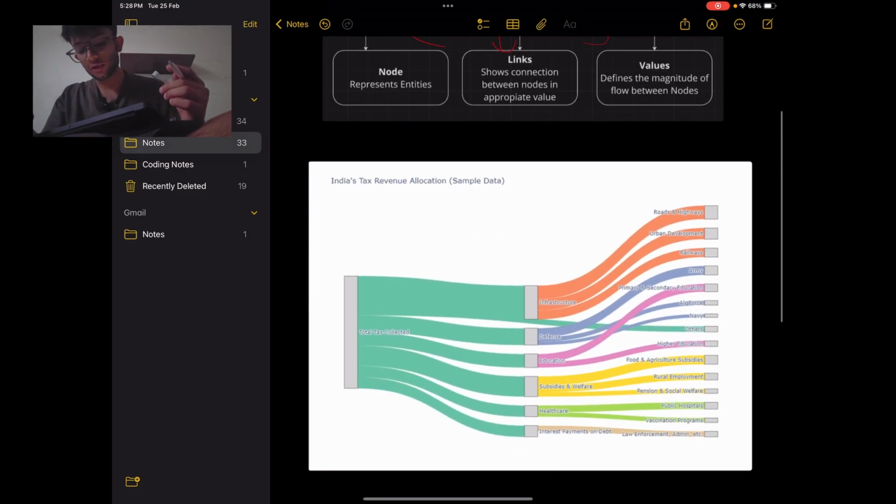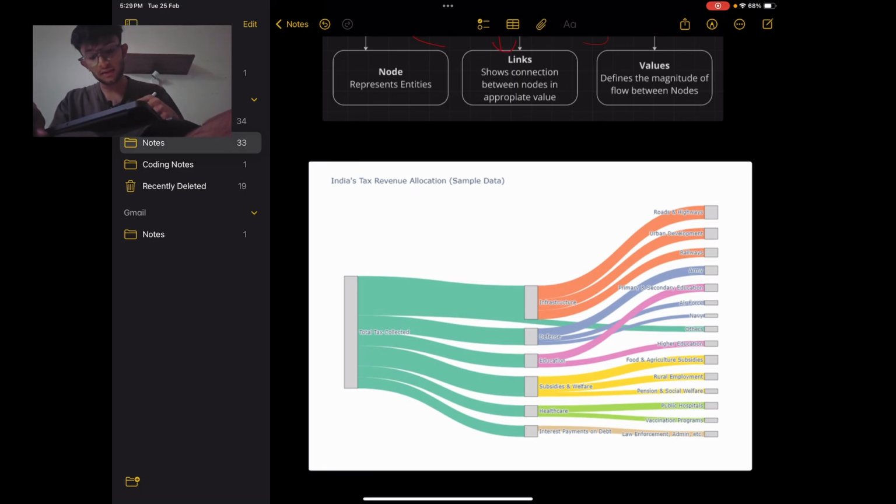Let's take an example of a Sankey plot to understand each of these components. Here, we get the total tax revenue of our country. We can see that the total tax collected is used in several streams, that is, infrastructure, defense, education, and many more. Here, infrastructure is further divided into several partitions, like the tax is used in roads, it is used in urban development, it is used in railways, and so on for the other partitions as well.